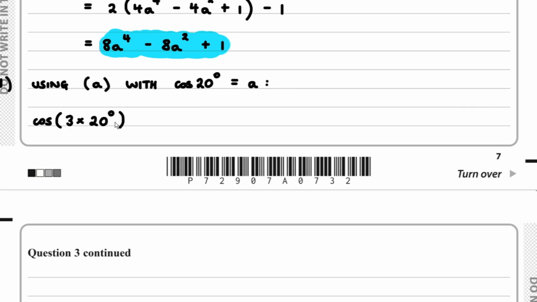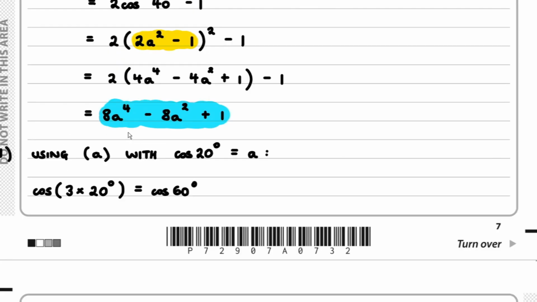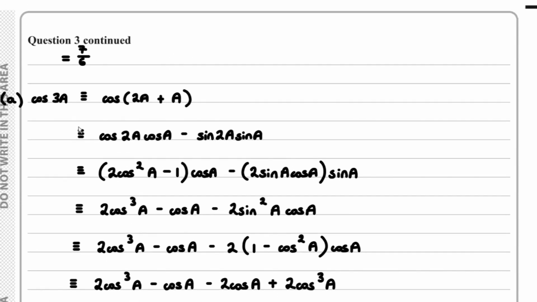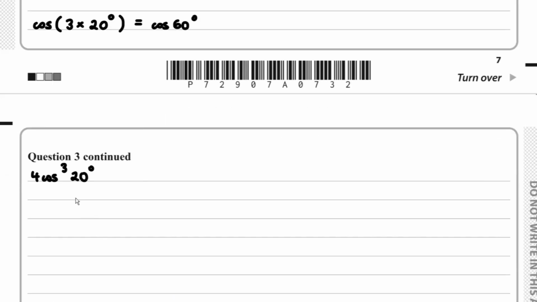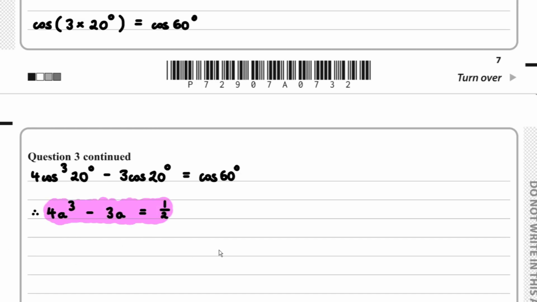Now, cos of 3 times 20 degrees will equal cos of 60 degrees. And if we go to part A, we know that the cos of 3a is equal to 4 cos cubed a subtract 3 cos a. We have 4 cos cubed 20 degrees, subtract 3 cos 20 degrees equals cos 60 degrees. So we have 4a cubed subtract 3a equals cos of 60 degrees, which is 1/2. So therefore, this is the result we wanted to show.